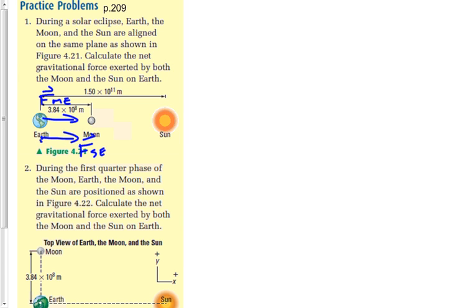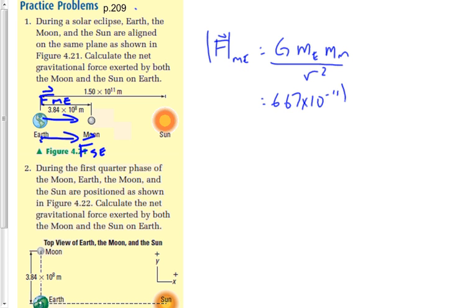Let's get those two magnitudes now, those two values. The force of the Moon on the Earth is equal to G times ME, MM, over R squared. 6.67 times 10 to the minus 11 times the mass of the Earth, which was 5.97 times 10 to the 24, times the mass of the Moon.